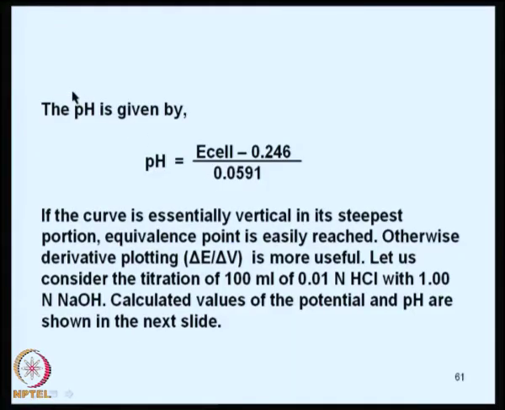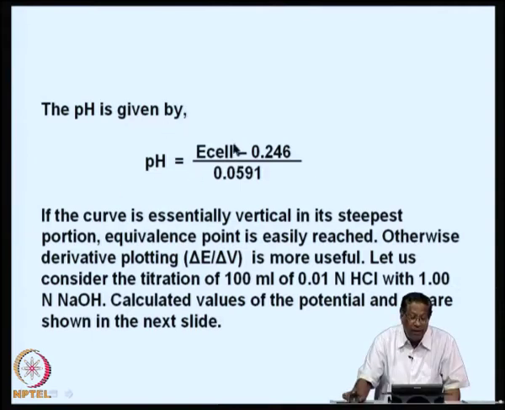So, if you take a look at this figure, at this slide, the pH is given by E cell minus 0.246, that is the reference electrode potential, divided by 0.0591, and if the curve is essentially vertical in its steepest portion, equivalence point is easily reached. Otherwise, derivative plotting is more useful.